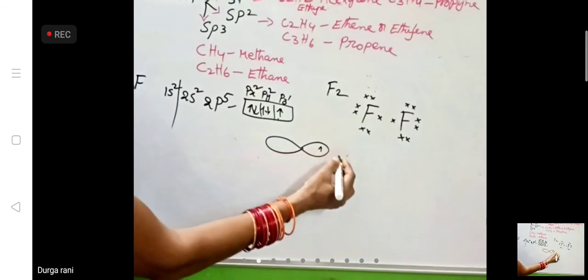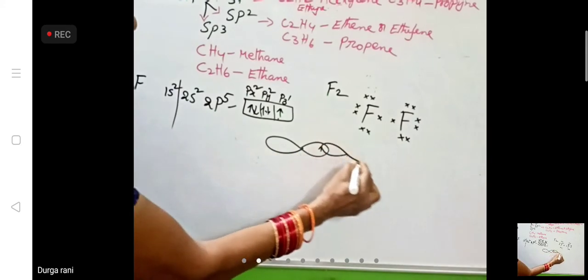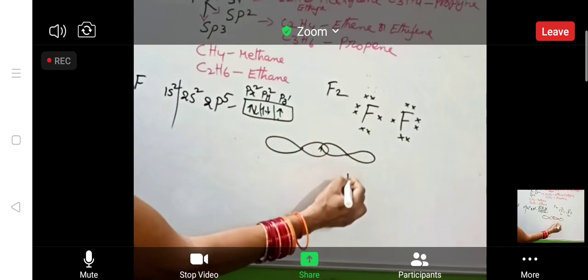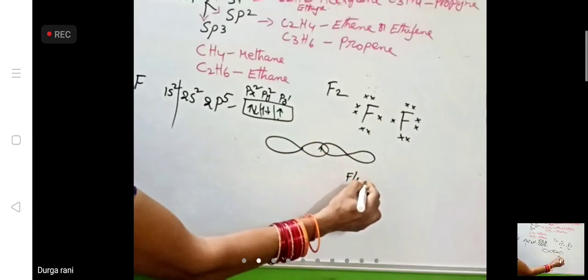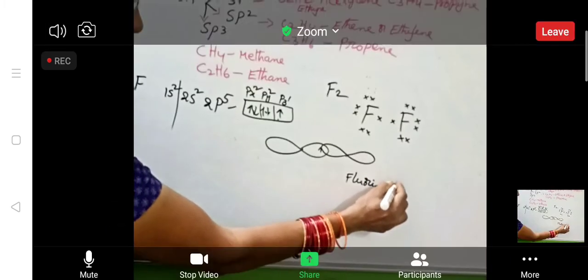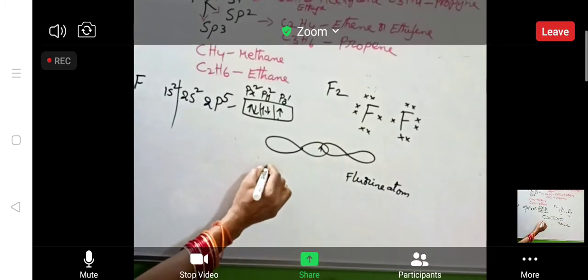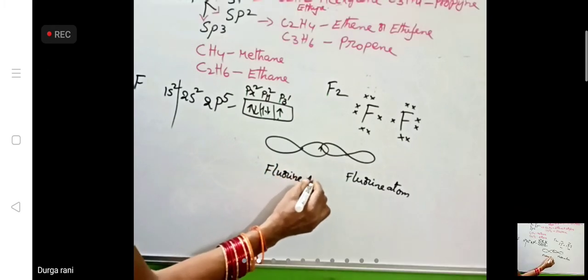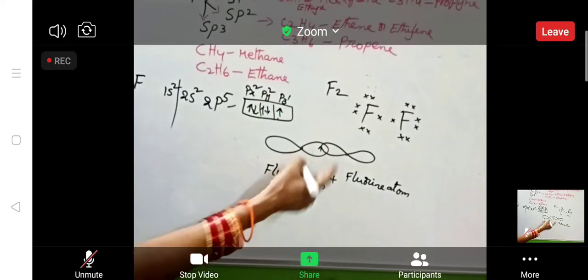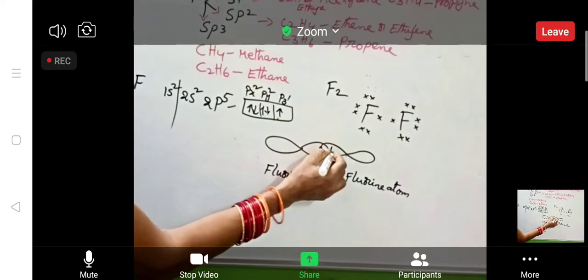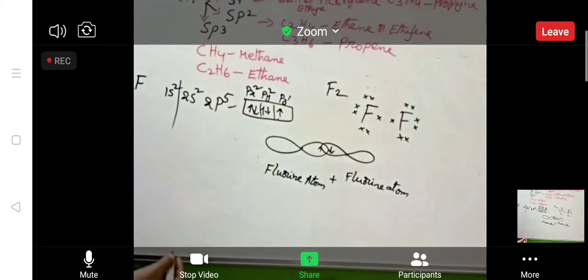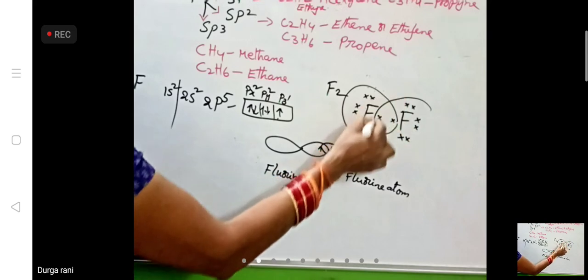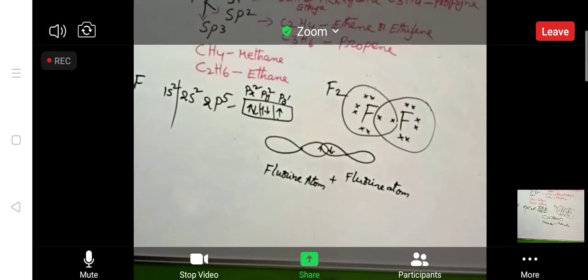Orbitals when they overlap, this is the way to show. This is the p orbital of another fluorine atom. This is one fluorine atom. This is another fluorine atom. When these two combine, see here one electron with opposite spin, when they combine, there is a chemical bond, which leads to the F2 molecule, fluorine molecule.